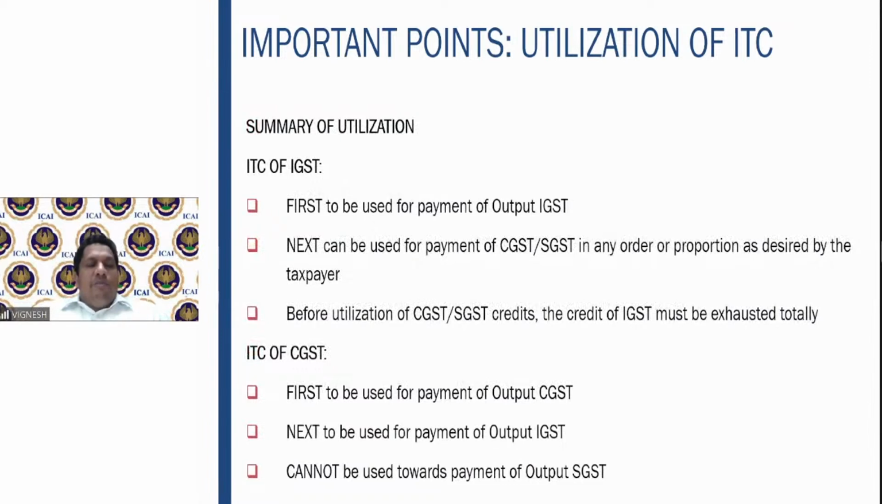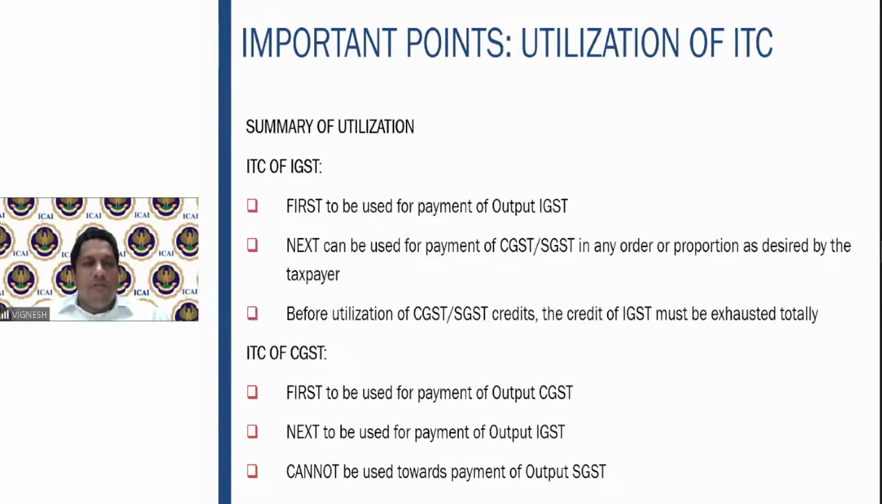This slide is very, very important for you. First, ITC of IGST is first used for payment of output IGST. Next, you can use it for payment of CGST or SGST in any order or proportion as decided by the taxpayer. Then, before utilization of CGST or SGST credits, the credit of IGST must be exhausted totally. Okay, so these are important points which you have to remember.